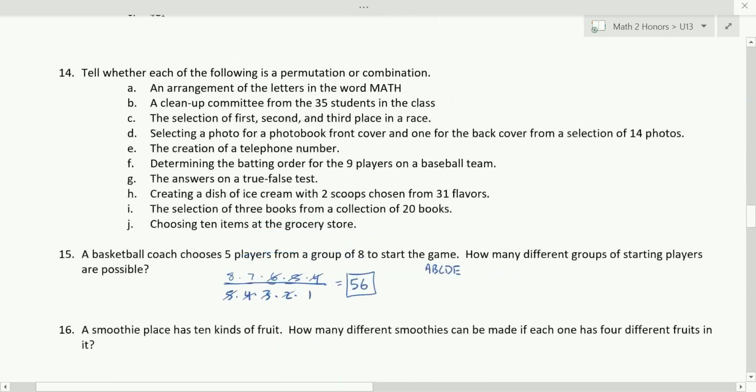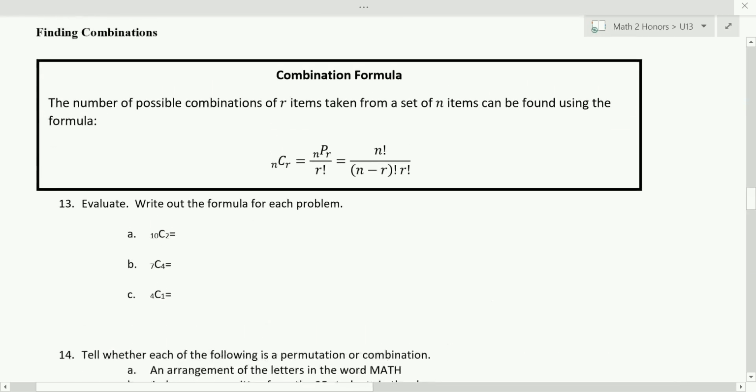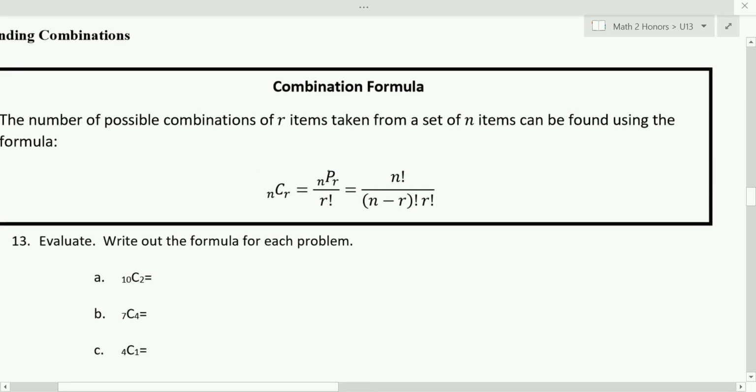So let's go back and take a look at the formula now. So the formula is saying, this is your combination, and what it's really saying is, hey, take your permutation on top and divide it by R factorial, which is going to be how many different ways you can arrange the group that you chose, right? So this is the number of ways to arrange the group you chose. And so that's what we're making sense of.